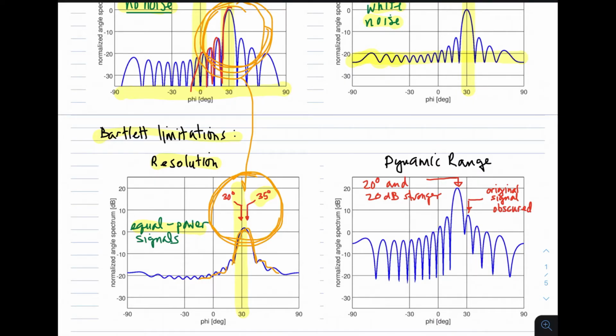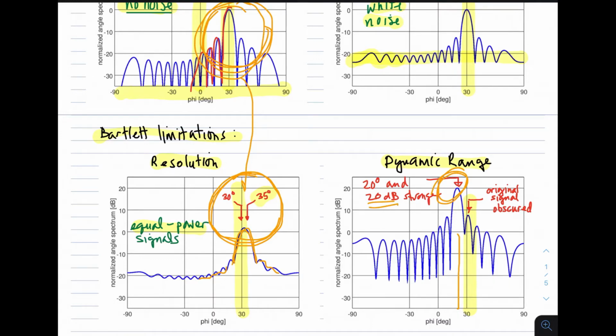The second major limitation is dynamic range. So here we have once again the same signal incident from 30 degrees with the same strength and the same noise, but now we have a second signal. And the second signal is incident from 10 degrees away, phi equals 20 degrees. And in this case, I'll make the signal 20 dB stronger.